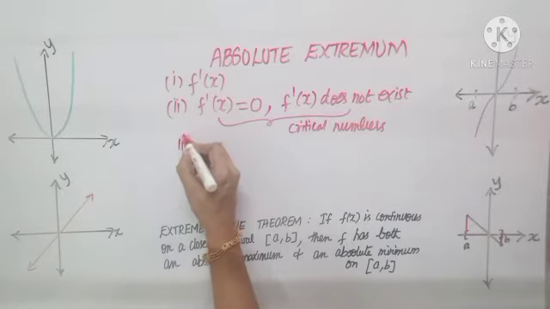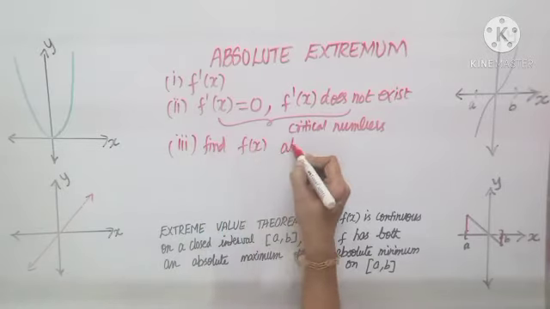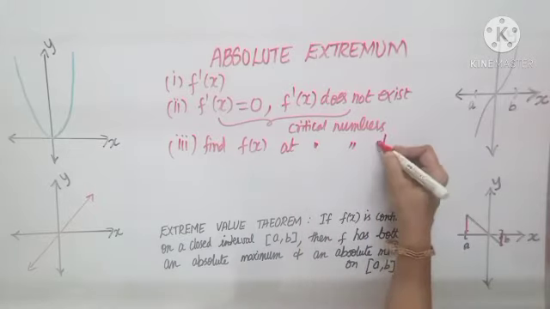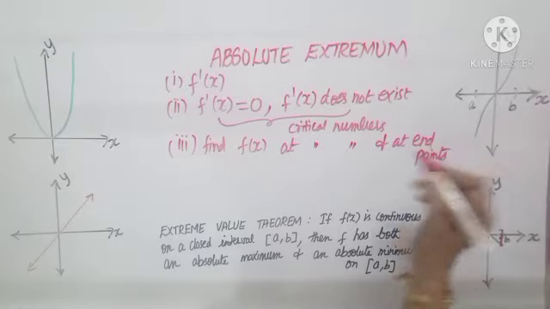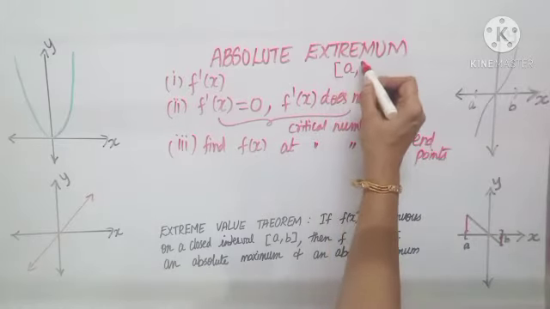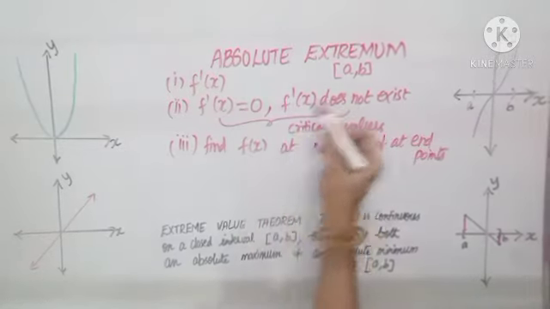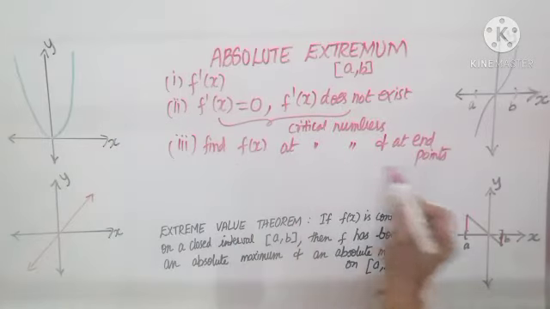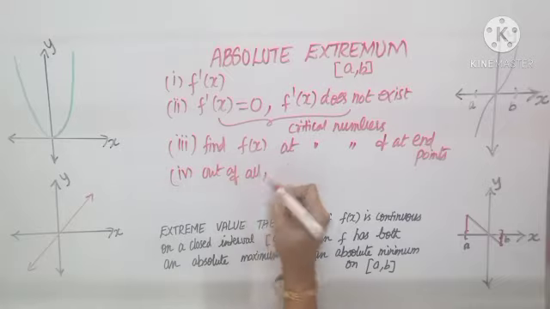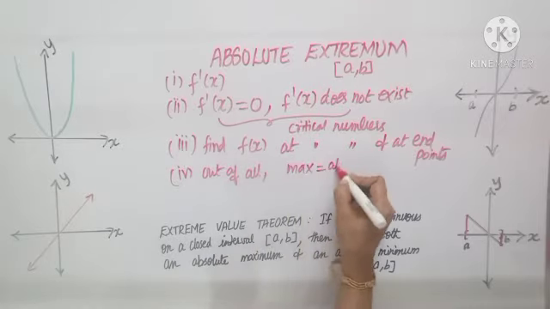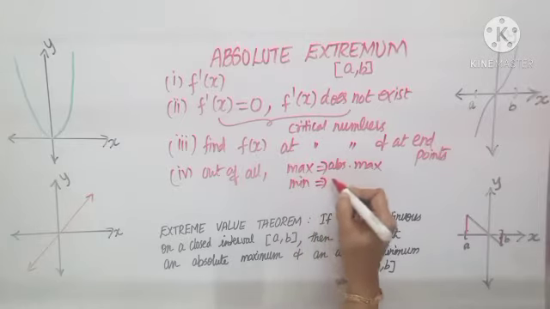Number 3. Find out f of x value at critical numbers and at end points also. Given the interval a, b, find f of x value at a, at b. Also these points. Out of all the values, the maximum is called absolute maximum and the minimum is called absolute minimum.